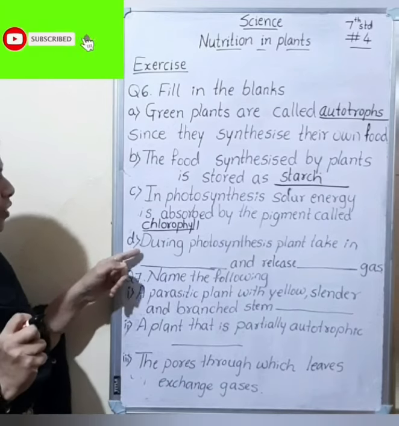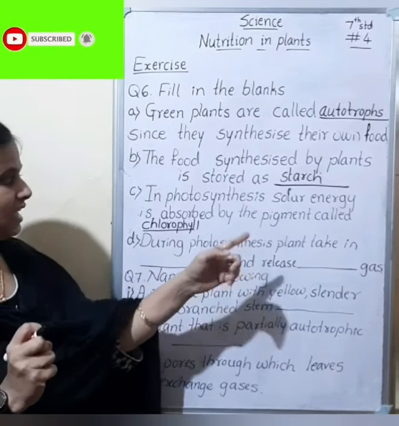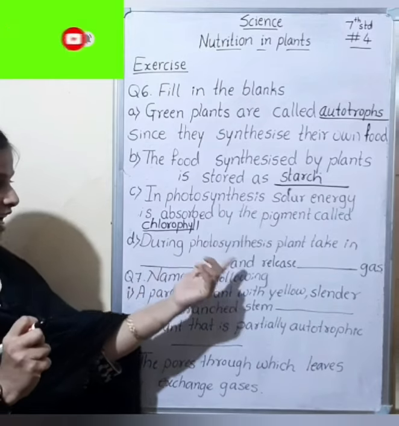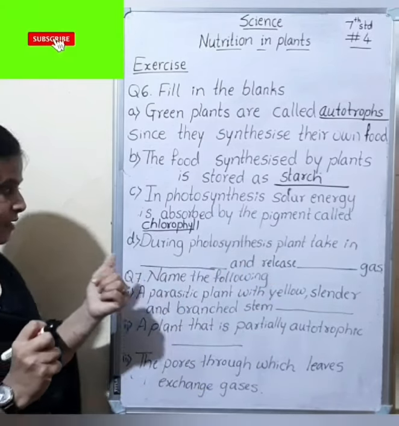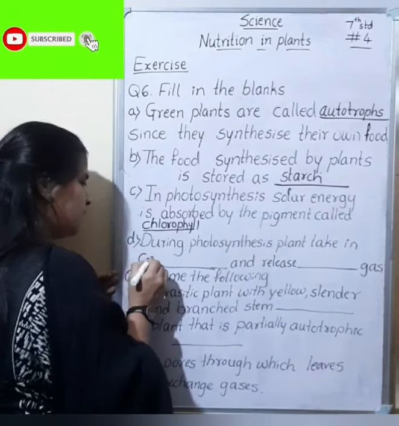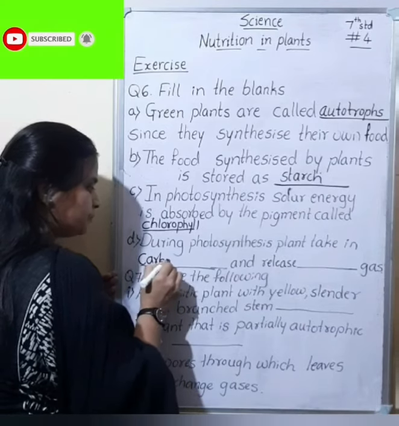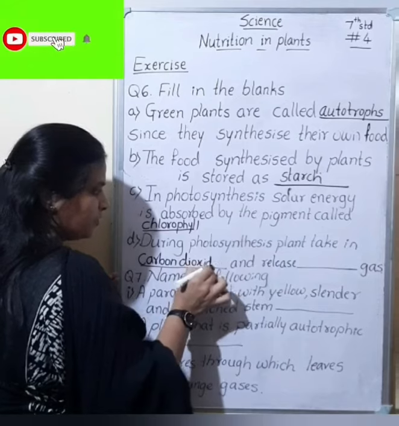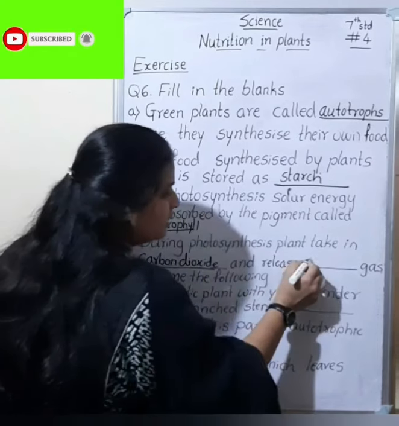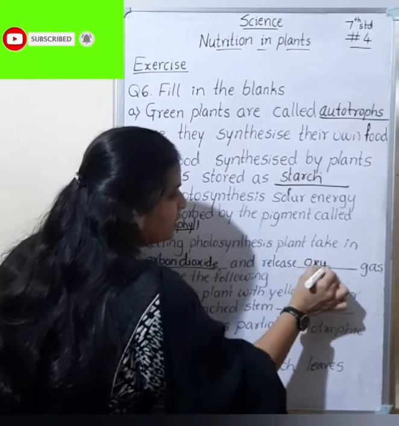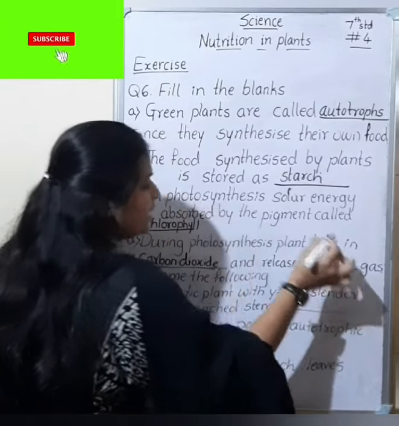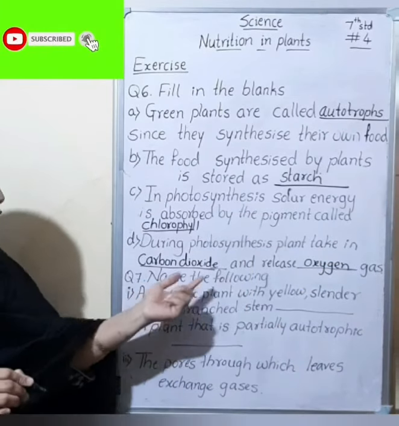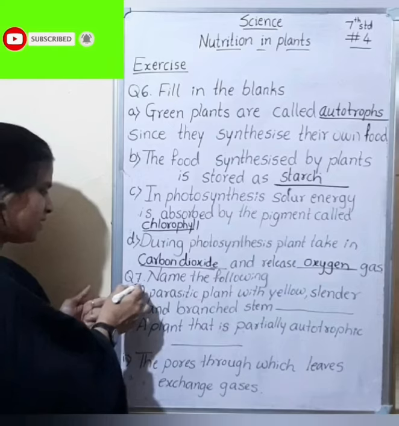During photosynthesis, plants take in dash and release dash gas. Yes, they take in carbon dioxide and release oxygen. Okay. Name the following. So let's go to the seventh question.